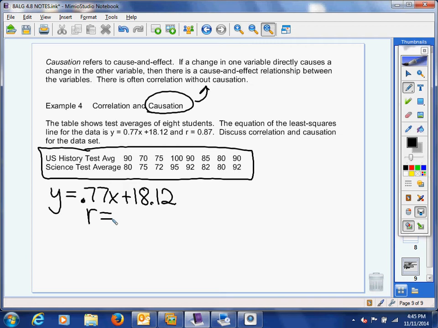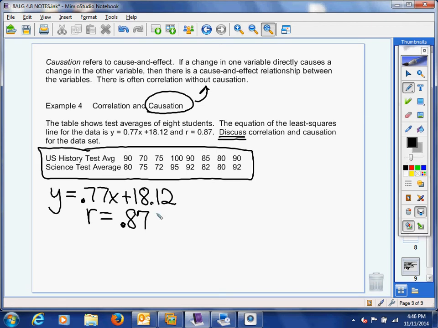Okay, so wonderful news. You don't have to plug anything into your calculator. They gave you the line of best fit, also known as the least squares line, and they also gave you the correlation coefficient. So our job is to use words to describe the correlation and the causation for this data set, where we're comparing U.S. history test averages for 8 kids and science test averages for those same 8 kids.